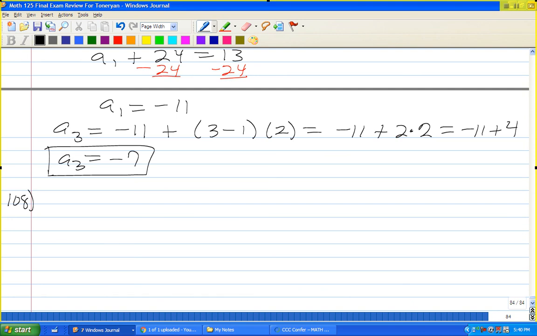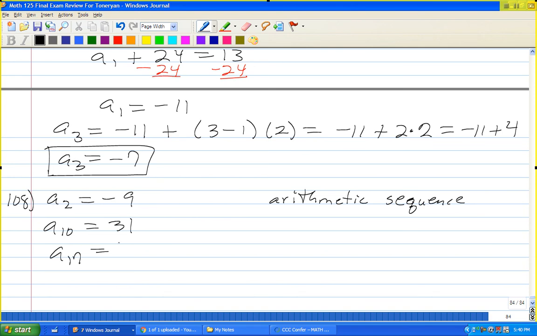If the second term in an arithmetic progression, so arithmetic sequence, arithmetic progression is just the term you used in grade school for arithmetic sequence, is negative 9, and the 10th term is 31. Find the 17th term. Okay, so let's do that.